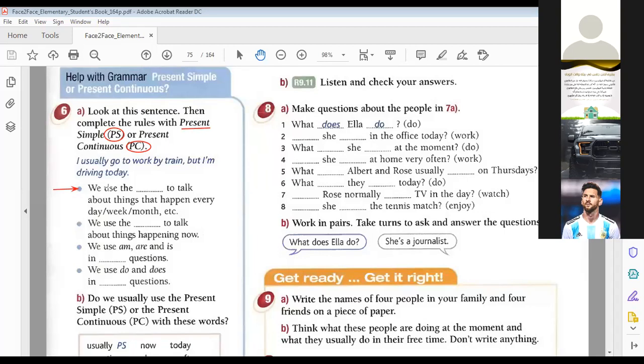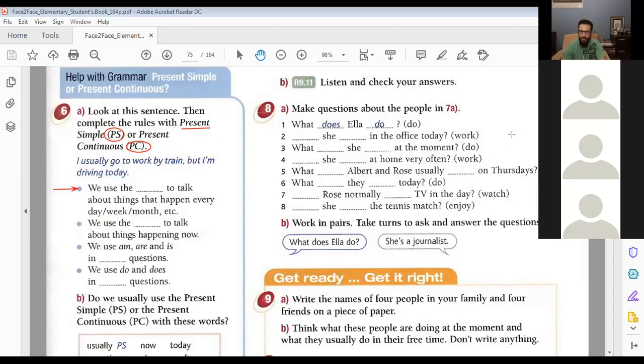We use present continuous. Yes. We use to talk about things that happen every day. I think that we use present continuous in this space. We use the present continuous. Okay, what about number 2 here?